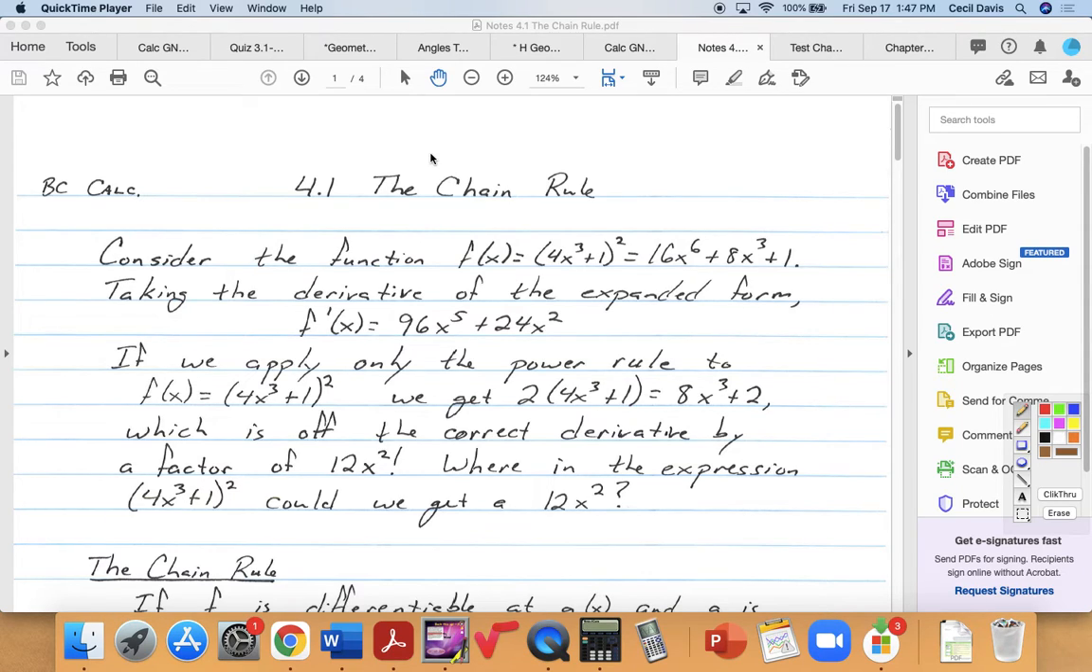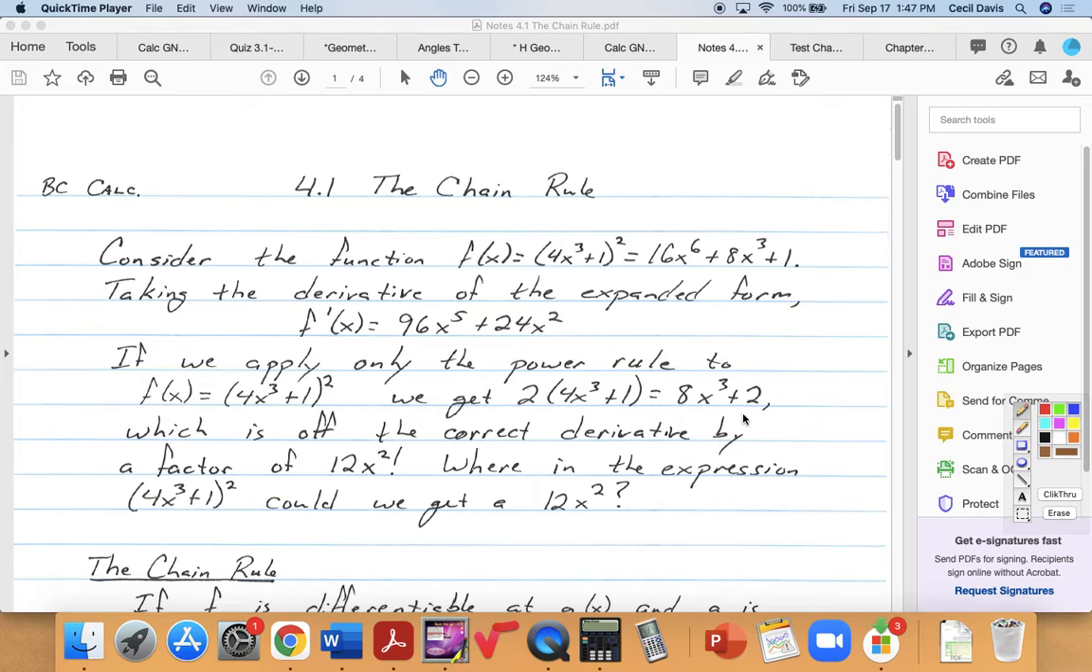Okay? Now, what if we didn't want to multiply it out first? What if instead we're like, well, isn't this a power? Can I not use the power rule? And the answer is no, you can't just use the power rule and be finished. You have to use the power rule plus something. Okay? So if we just did the power rule on this, notice I'm not writing f prime is equal to, because it's not. We would get 2 times 4x cubed plus 1, which would be 8x cubed plus 2.